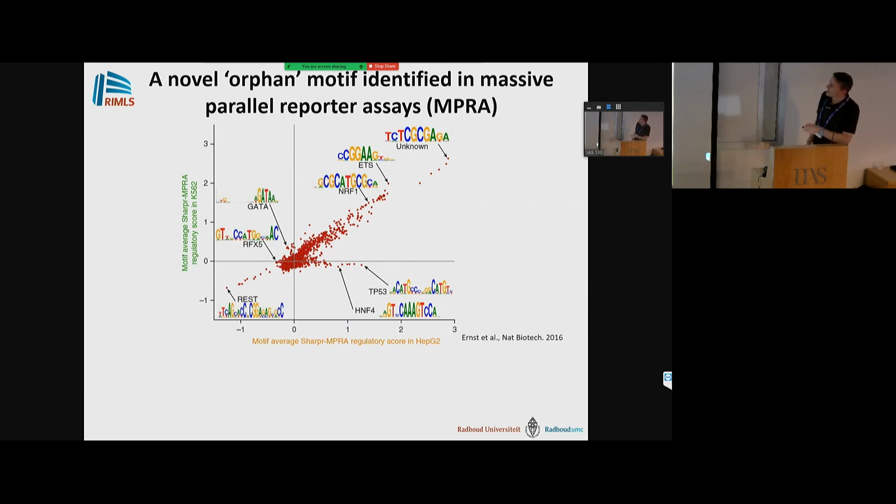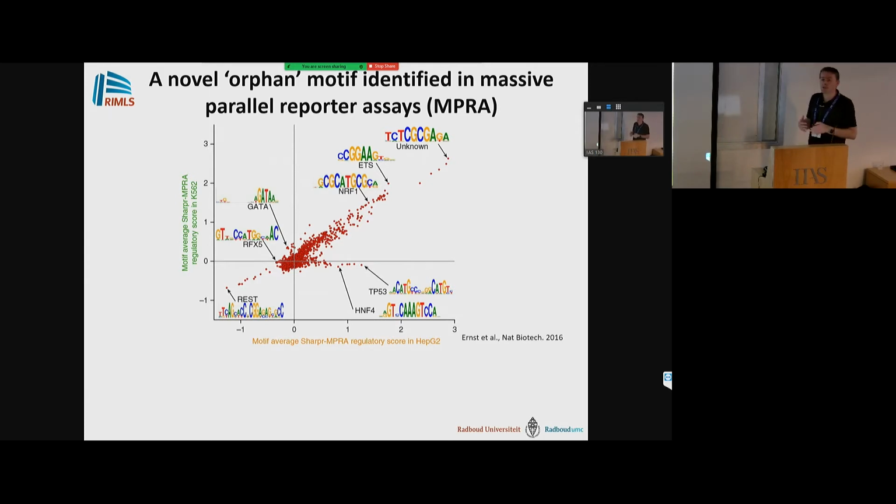And on this axis, you can see transcription factor binding sites for which we know what the transcription factors are that regulate expression from these DNA sequences, such as here the ETS motif, NRF1, and so on and so forth. They also use two types of cells for these experiments, HepG2, which is a liver cell line, and a hematopoietic cell line.